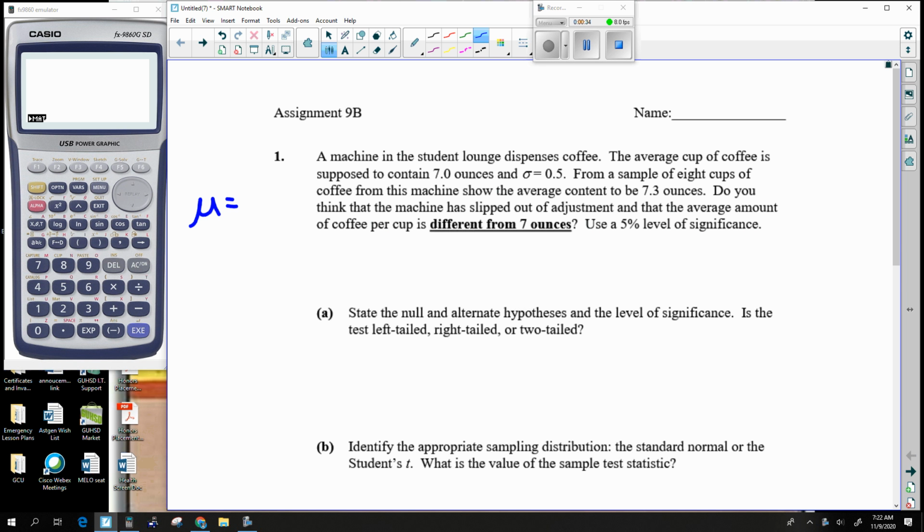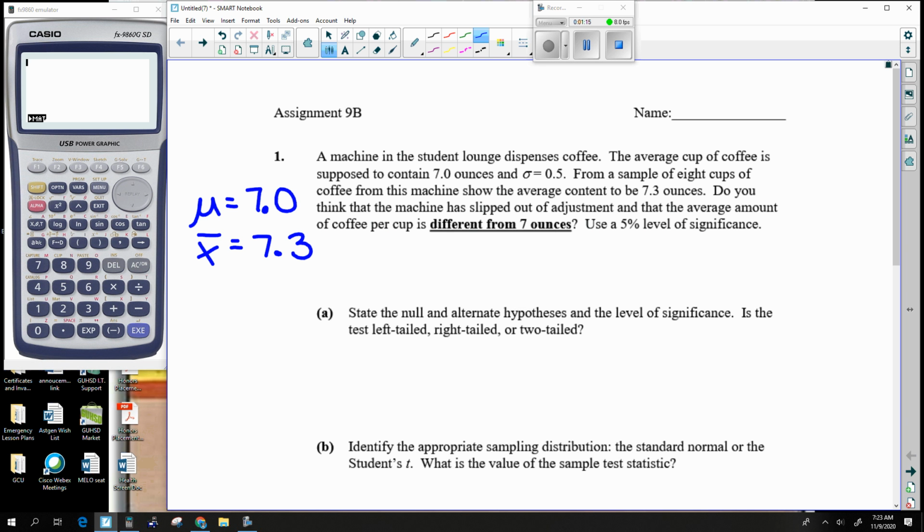So a machine in the student lounge dispenses coffee. An average cup of coffee is supposed to contain 7.0. So historically, the average should be 7. Now, from there, we want to take a sample average. So there's going to be a second average given to you or easily obtained in the problem. Historically it should be 7. However, I just looked at some cups of coffee, and I noticed that the average of my sample is 7.3.